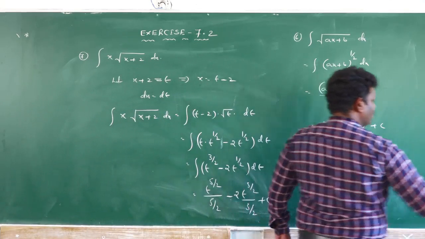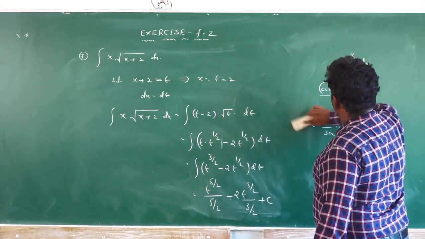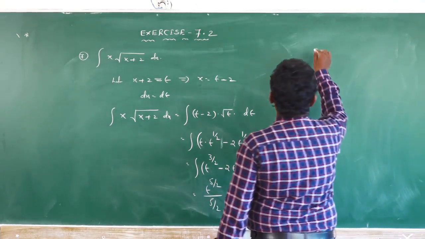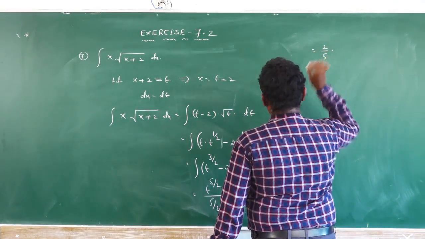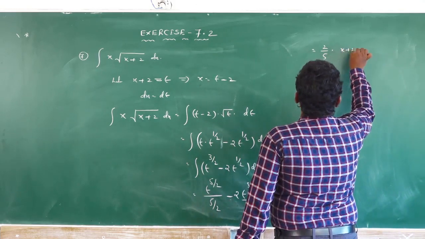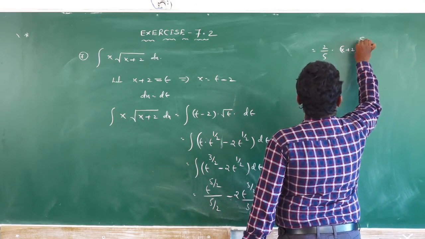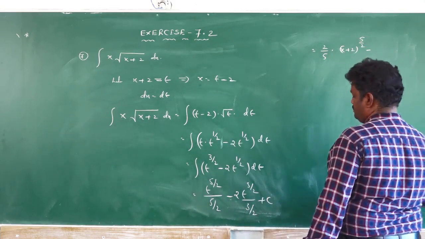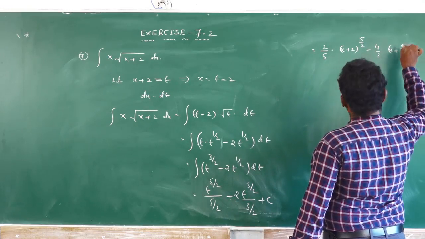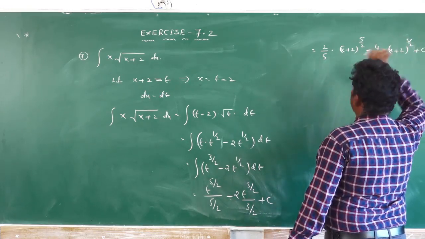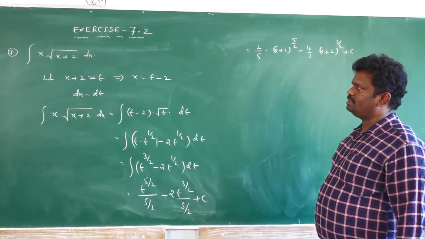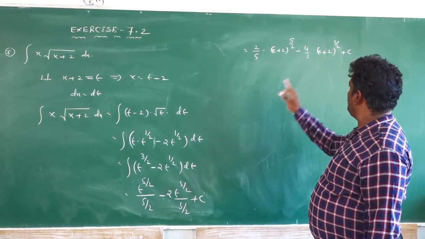So what is the next step? When we write the reciprocals, we get 2 by 5. But what is the t value here? T is equal to x plus 2. So the answer is 2 by 5 into (x plus 2) whole power 5 by 2 minus 4 by 3 into (x plus 2) whole power 3 by 2 plus c. Okay? So that is the substitution: we substitute t minus 2 in the x place and find this value.